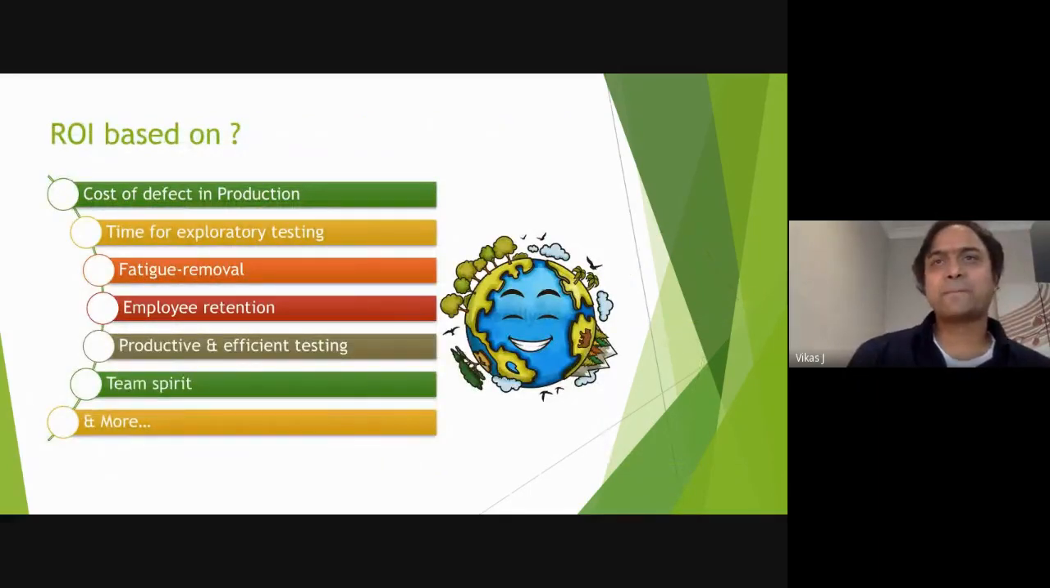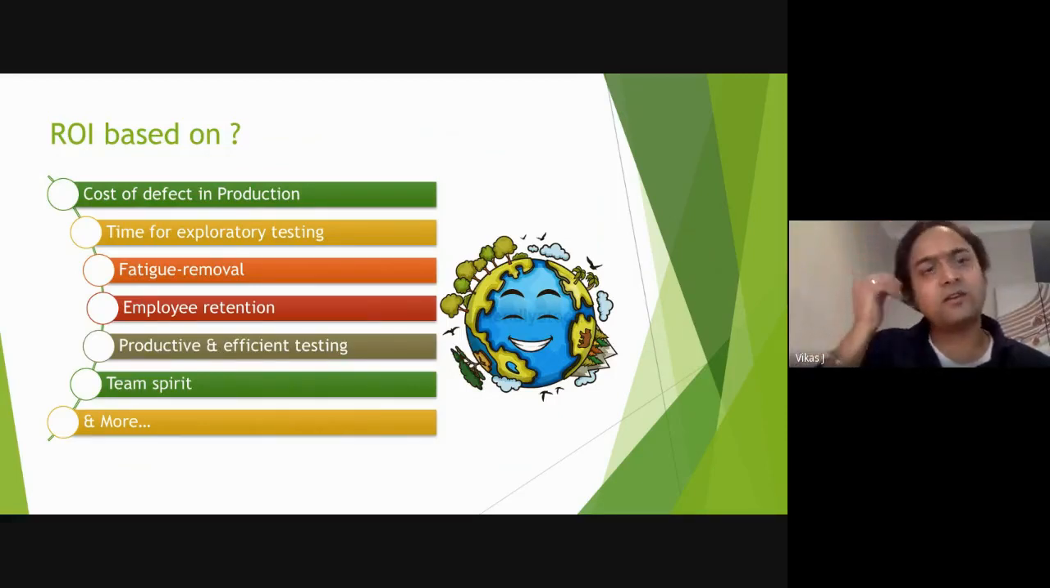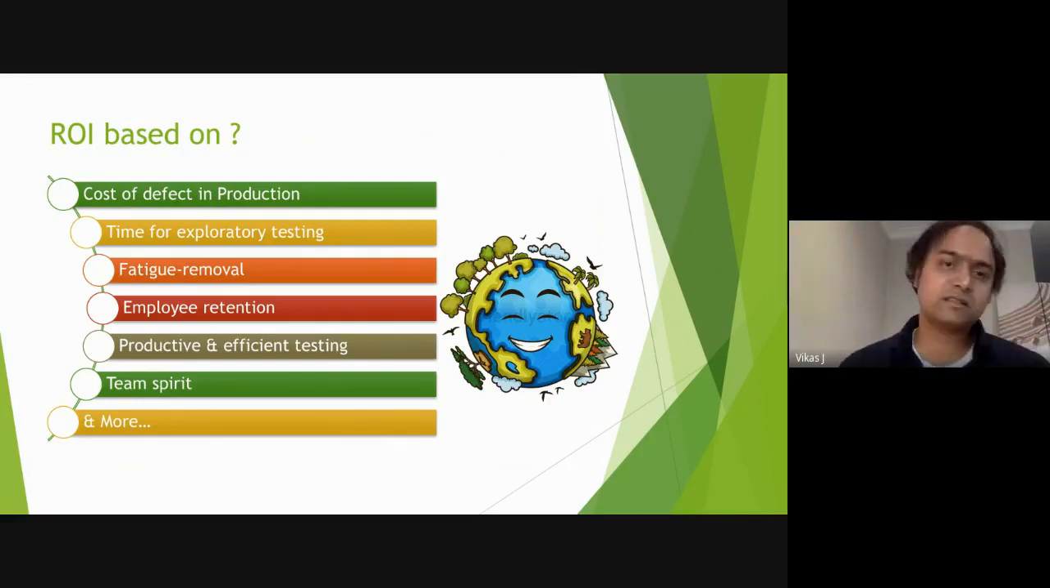Now, let's look at the problem statement in a different way. How about ROI based on cost of defect in production? The first formula that we saw was very simple, where we are weighing our test automation effort against manual testing effort. But then think this way.